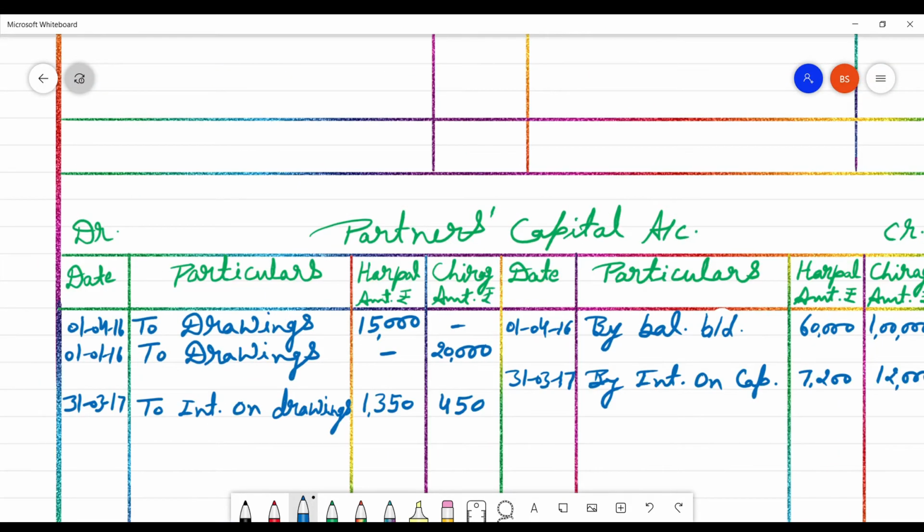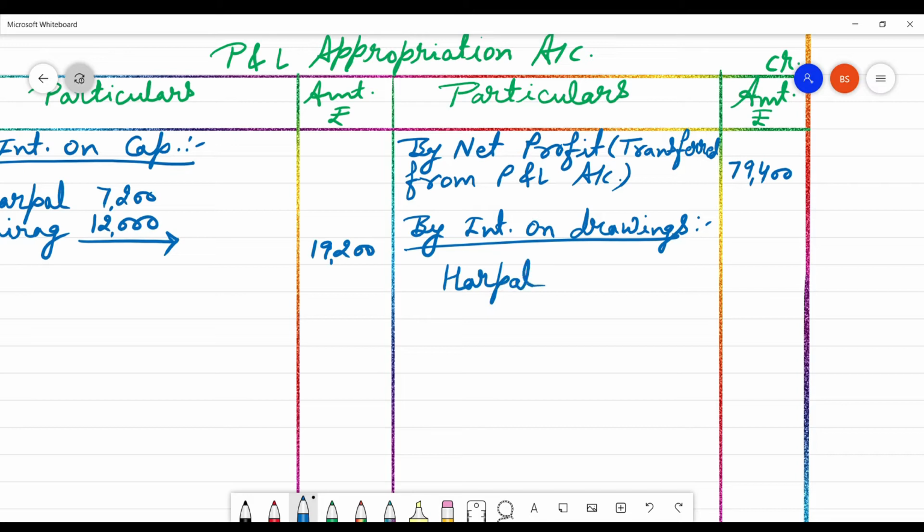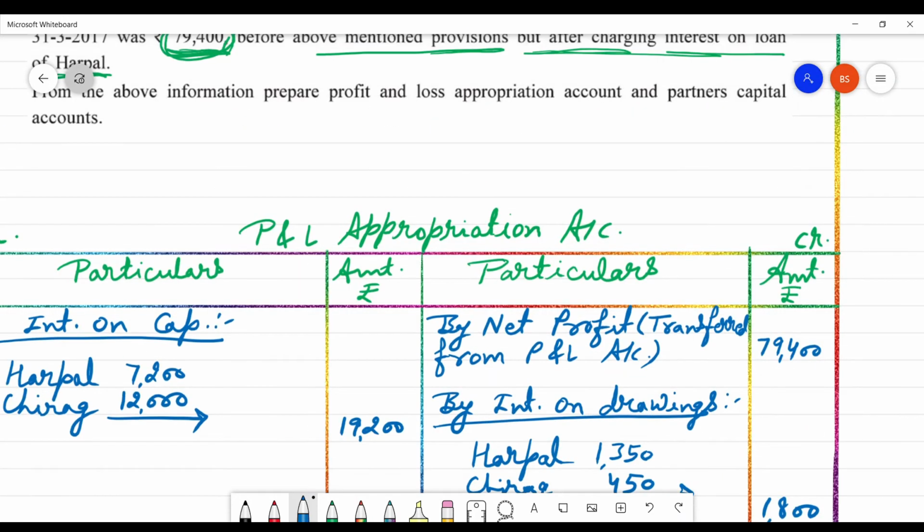Second entry will be recorded on the credit side of the P&L appropriation account, by interest on drawings. Harpal 1,350, Chirag 450, total will be 1,800, written in the main column.